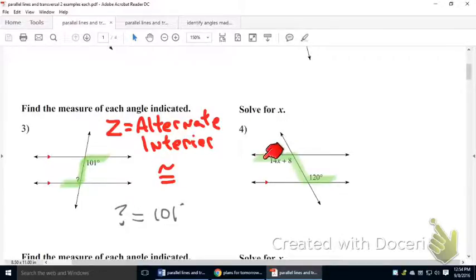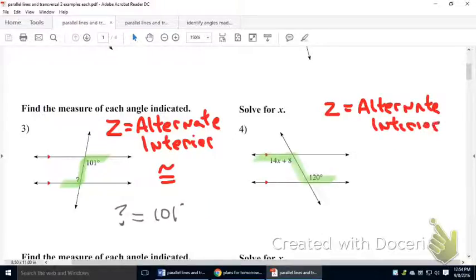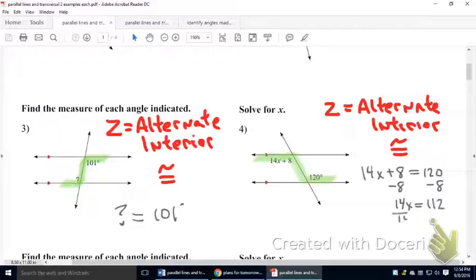Over here on number 4, again you see the Z pattern. So again, alternate interior angles. And because they're congruent, we're going to set an equation of 14x plus 8 equals 120. Once we know 14x plus 8 equals 120, we get to solve that. And I know that I'm solving these probably faster than you, but all you got to do is hit pause or take your time and do that. Raise your hand if you've got any questions.